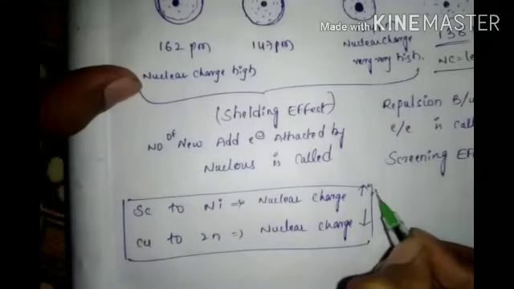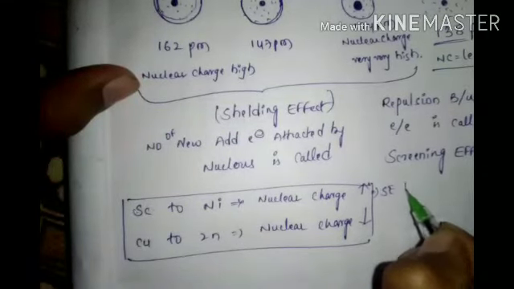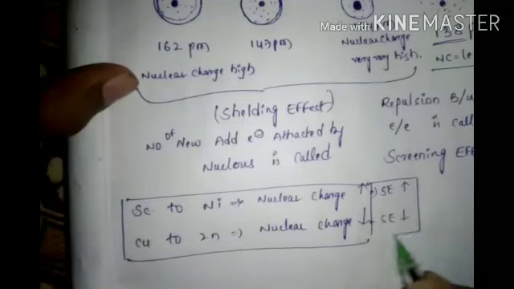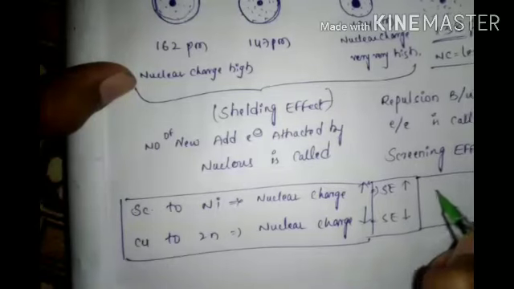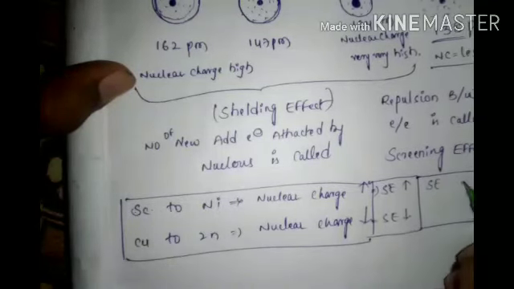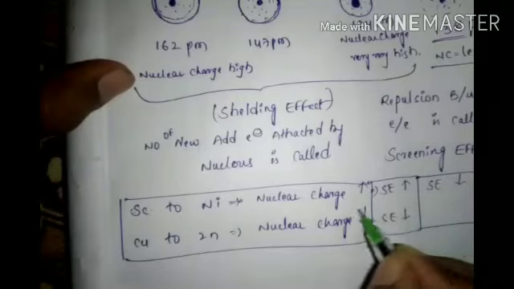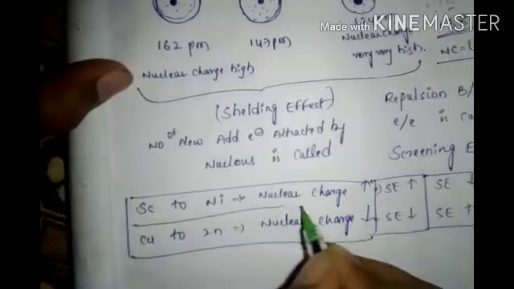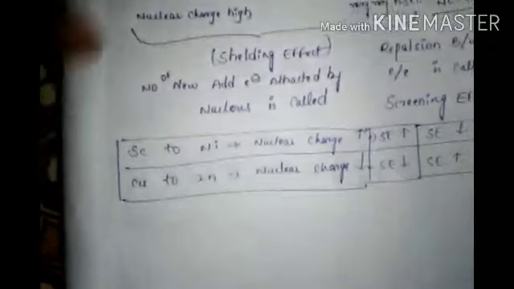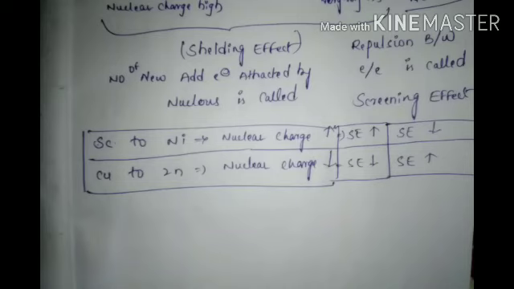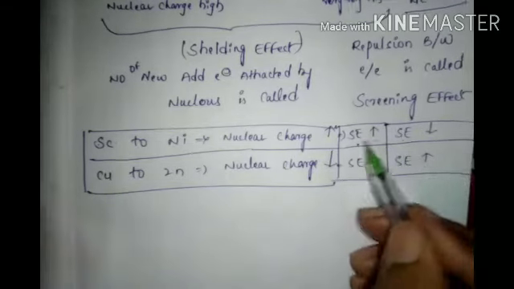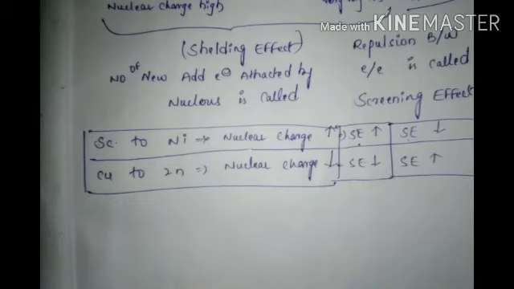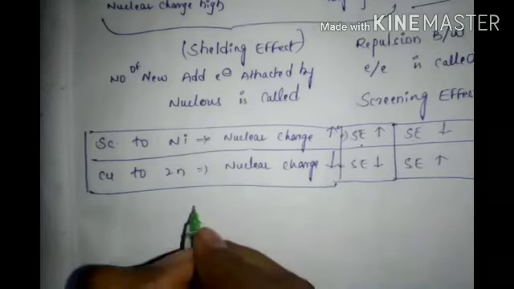Either take like this: shielding effect increases, shielding effect decreases. Either write one more: screening effect decreases, screening effect increases. These all are very, very important points. Shielding effect and screening effect are quite opposite.